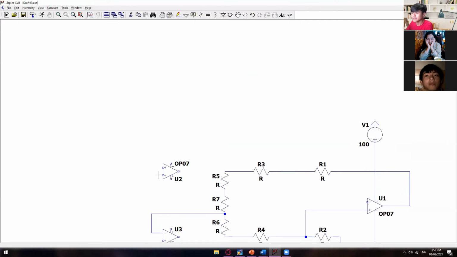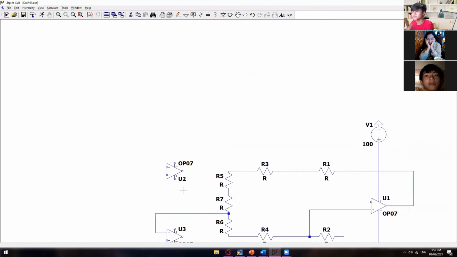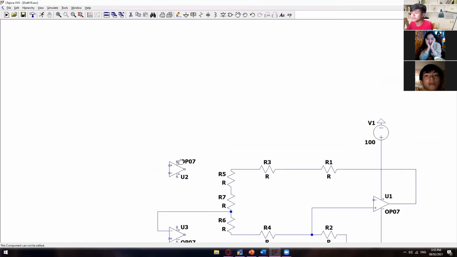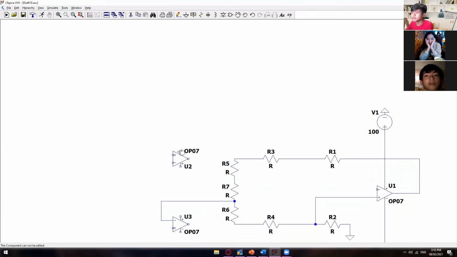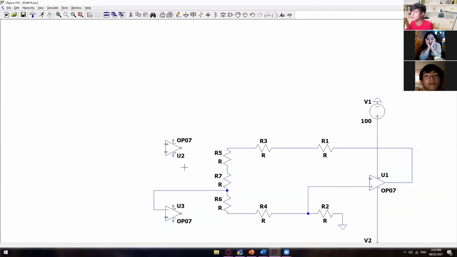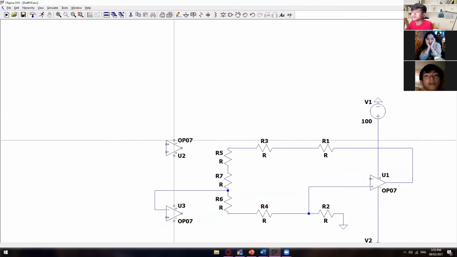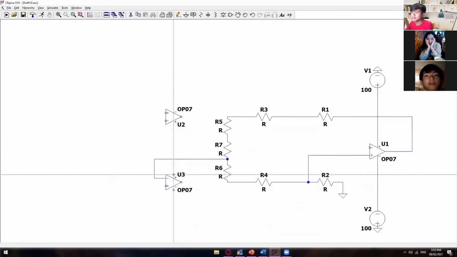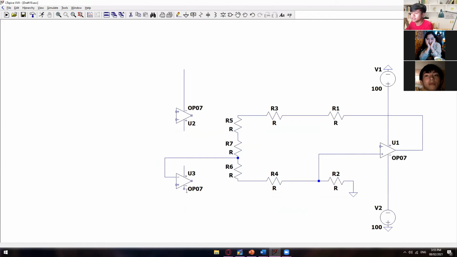From there, we now have the negative below. But of course, be wary also of the VCC and VEE, your rail voltages. Your negative is now on the upper side, and the positive is now on the lower side. All right. So of course, we need to have a voltage supply for this one.